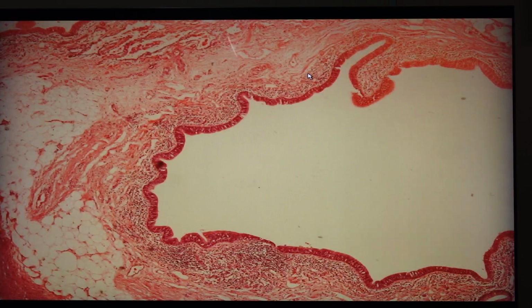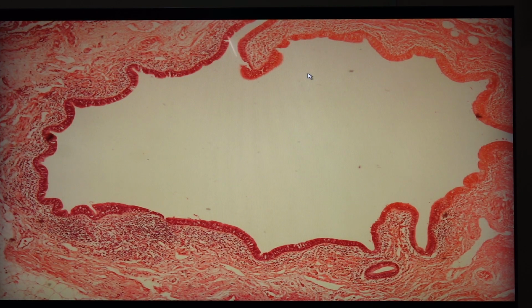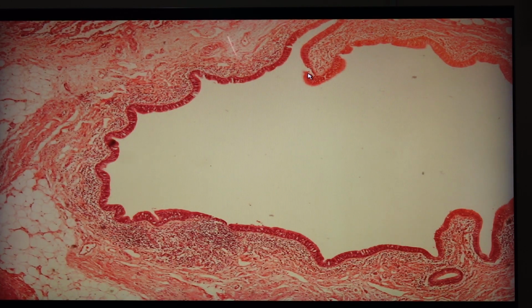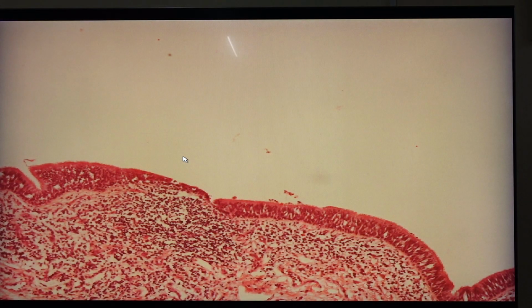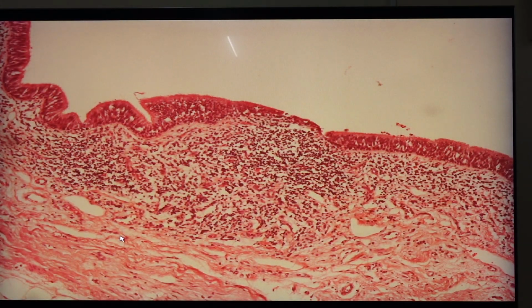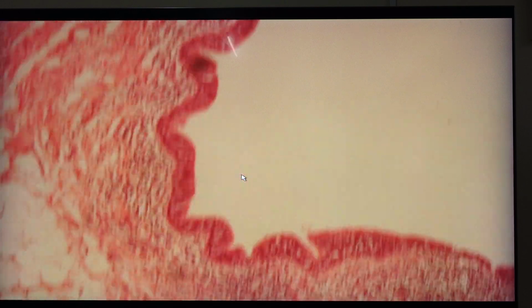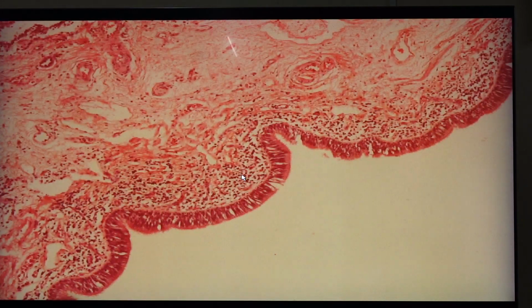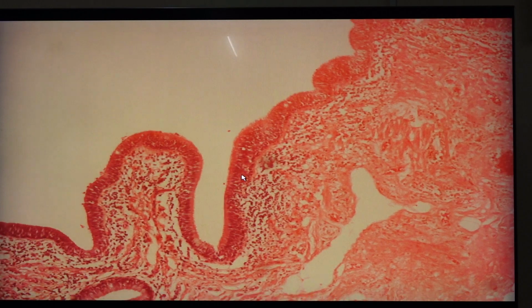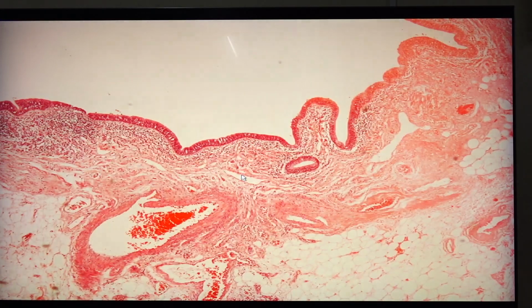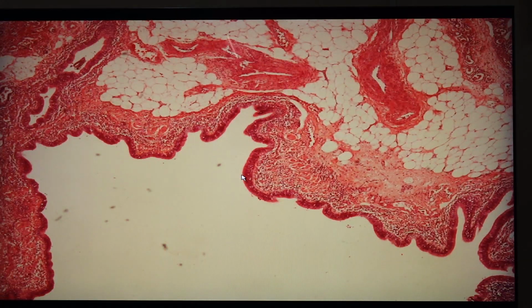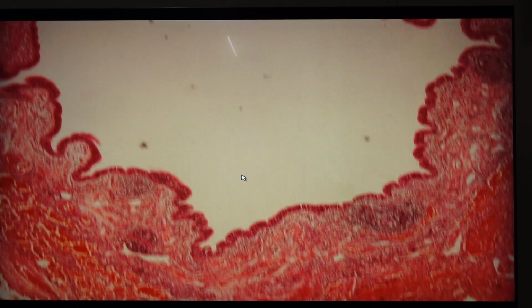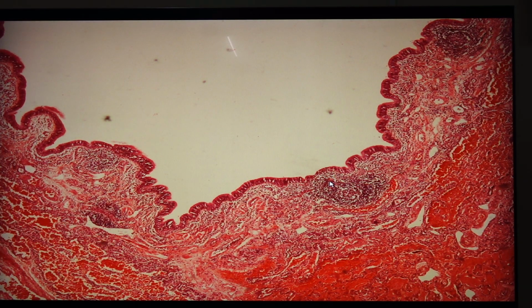Okay, so here is a dilated lumen, a dilated bronchial wall. There's a lot of inflammatory cells in the area here. This is stratified columnar ciliated epithelium. Okay. So far those are the things that we would see or appreciate in this particular slide. Okay, dilated lumen and the presence of chronic inflammation.